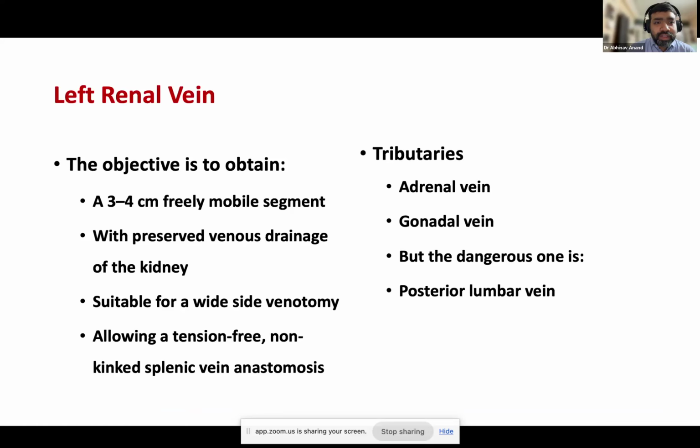Now coming to the left renal vein. The objective is to obtain a 3 to 4 centimeter freely mobile segment with preserved venous drainage of the kidney. The mobility has to be suitable for the wide venotomy.